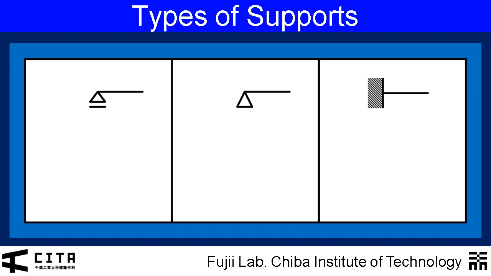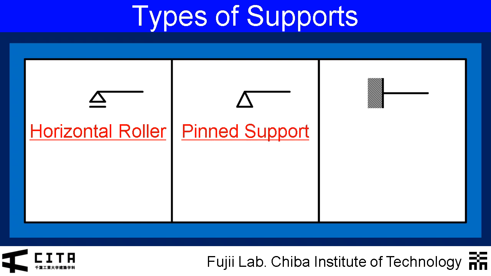Next, we will explain the support reactions at each support. First, let us describe the types of supports. Here, we show the three types of support commonly used in statically determinate beams. The one on the left is called a horizontal roller. The one in the middle is called a pinned support. The one on the right is called a fixed end.